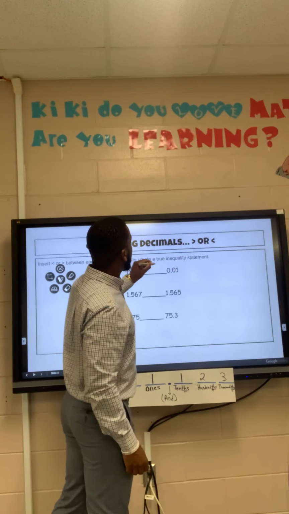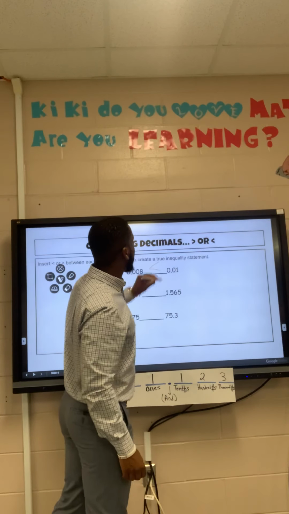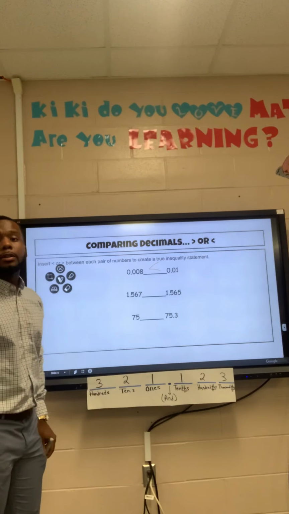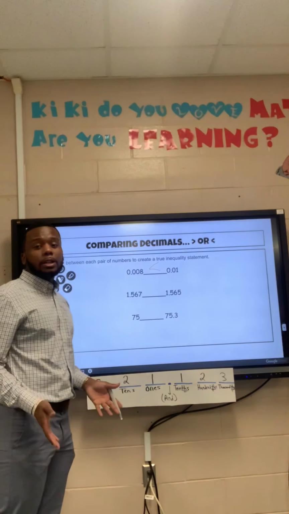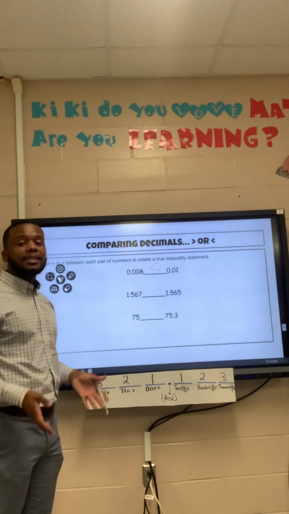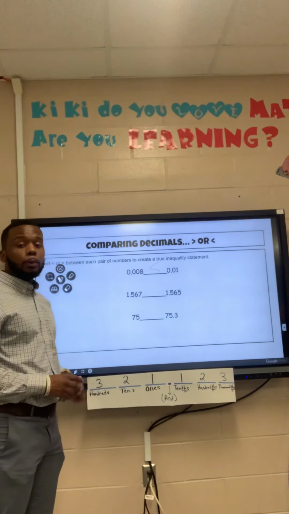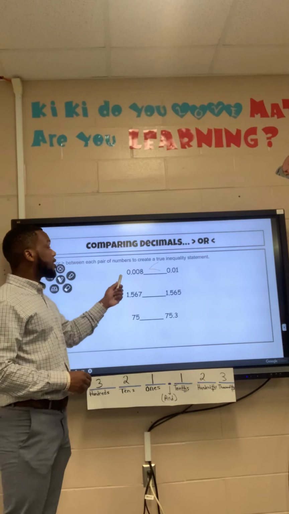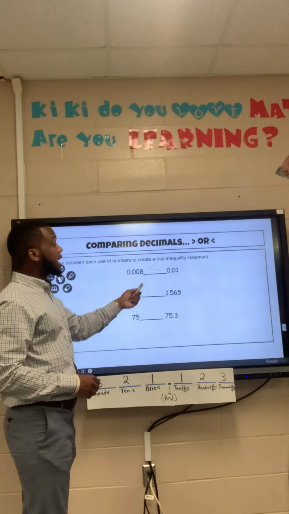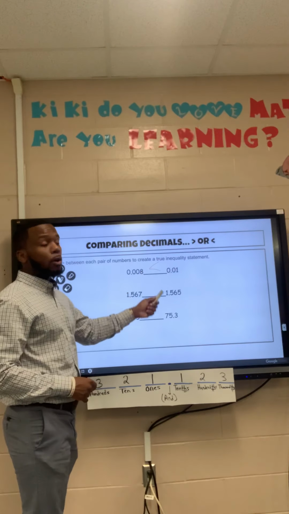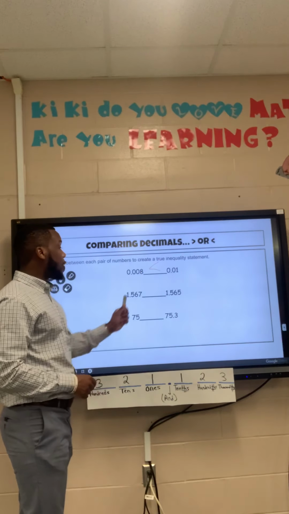So the inequality symbol should be facing the largest number. That's an easy way to know. The inequality symbol always faces the largest number. And we will read this as 0 and 8 thousandths is less than 0 and 1 hundredth. Now we'll move to the second one.